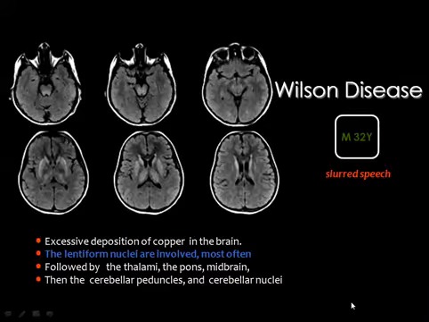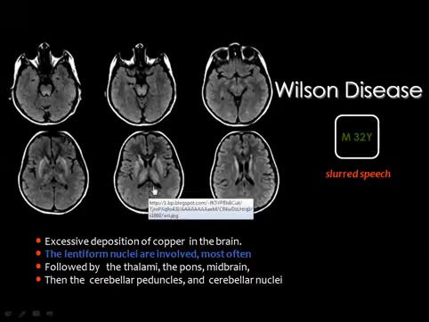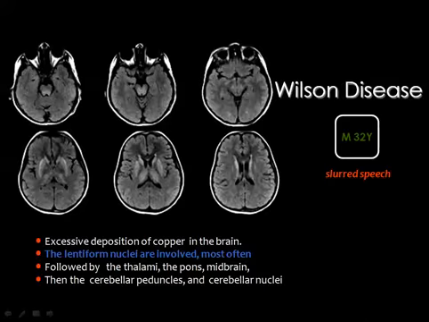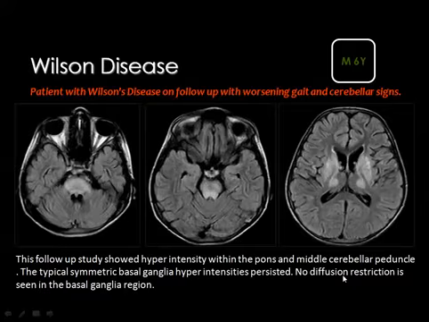The main imaging findings are affection of the basal ganglia and the brainstem. Here in this disease, the lentiform nuclei are involved most commonly, then followed by the thalami, the pons, the midbrain, and then the cerebellar peduncles and the cerebellar nuclei. In this disease, you can see abnormal appearance of the basal ganglia in the form of high signal intensity in the T2 and the FLAIR, low signal intensity in the T1 weighted images.